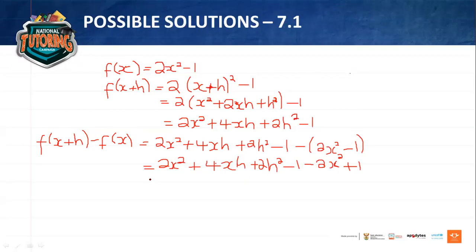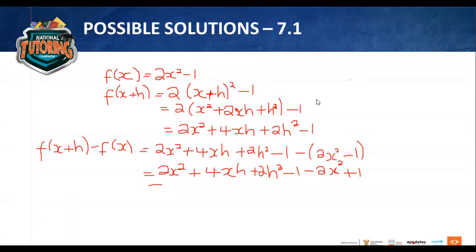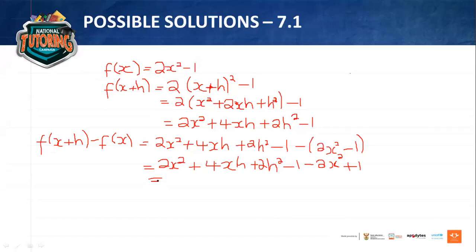Thereafter, you can collect the like terms. As you collect the like terms, 2x squared minus 2x squared is going to cancel out, and minus 1 plus 1 will also cancel out. So we are left with only this, 4xh plus 2h squared. Okay, so that is the only thing that you're going to be left with. Are we together?